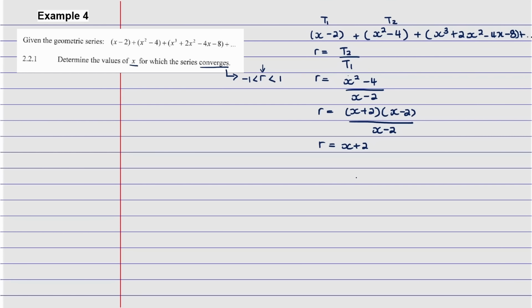We know that it's convergent when r is between these two values. So now substitute your r that has x: x plus 2 is between -1 and 1. Take the 2 to the other side, so x is going to be between 1 minus 2 and -1 minus 2. So x is going to be between -1 and -3. So your x is between -3 and -1 when the series is convergent. So that's how you would solve this question.